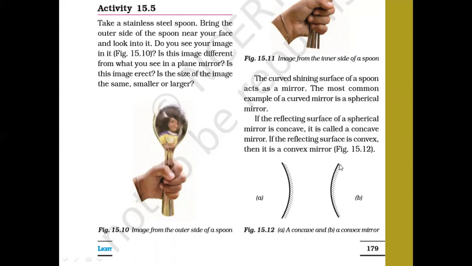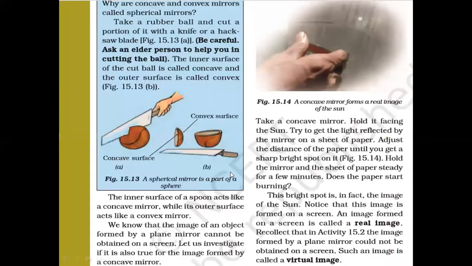So if it is curved outwards, okay, this is the outer surface, this way, this is appearing as the convex mirror. Okay, if it is the inner side, that is the inside of the spoon will act as the concave, and the outer part of the spoon will act as the convex mirror. Now, the inner surface of a spoon acts like a concave mirror, as it is said, while the outer surface acts as a convex mirror.